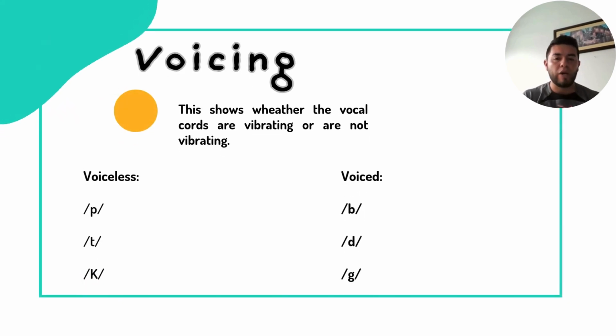In the voicing, we have what actually shows whether the vocal cords are vibrating. And here we can note whether they vibrate or do not vibrate, as in the example, for example, p or b, that vibrate there.